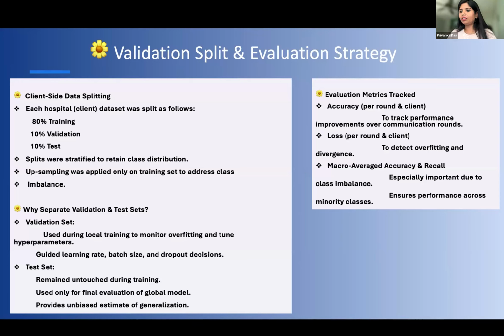In terms of evaluation metrics, I tracked accuracy and loss per round per client to observe learning progression and detect any overfitting or divergence. And also macro averaged accuracy, which is especially important due to the heavy class imbalance. This ensured performance was strong not only on the majority class but also on the rare skin lesion types.